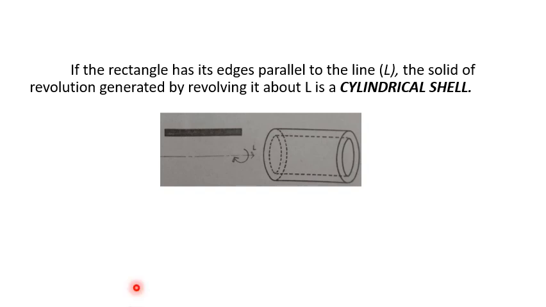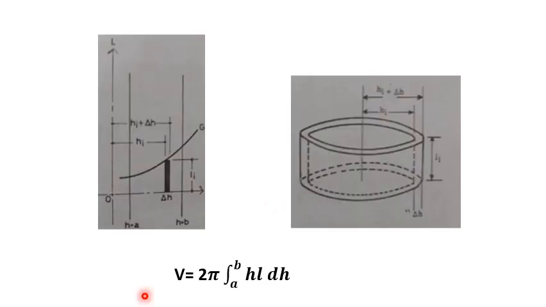So if the rectangle has its edges parallel to the line L, the solid of revolution generated by revolving it about L is a cylindrical shell. If your rectangular strip is parallel to the axis of rotation, therefore you could form a cylindrical shell like this. This is the cylindrical shell. So let's try to represent it in a Cartesian plane.